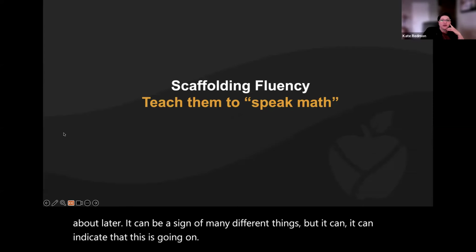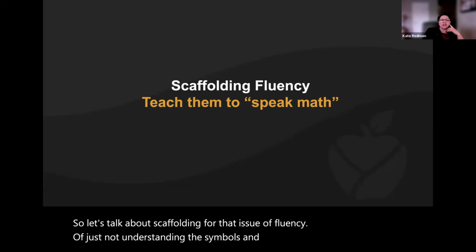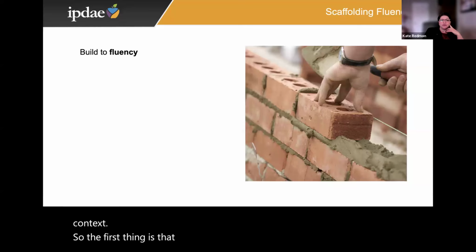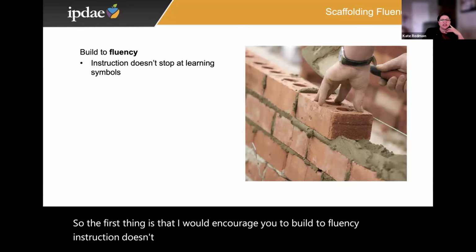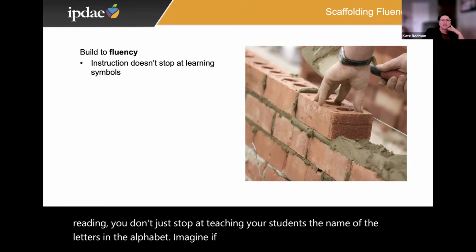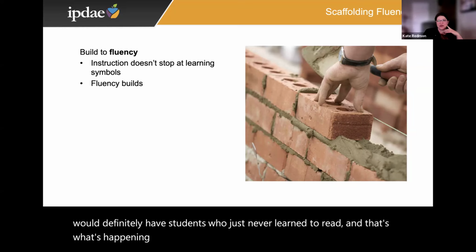So let's talk about scaffolding for that issue of fluency, of just not understanding the symbols and their meanings, especially in context. So the first thing is that I would encourage you to build to fluency. Instruction doesn't stop at learning symbols. Just like when you're teaching reading, you don't just stop at teaching your students the name of the letters in the alphabet. Imagine if reading instruction stopped there. You would definitely have students who just never learned to read. And that's what's happening in our algebra classrooms.